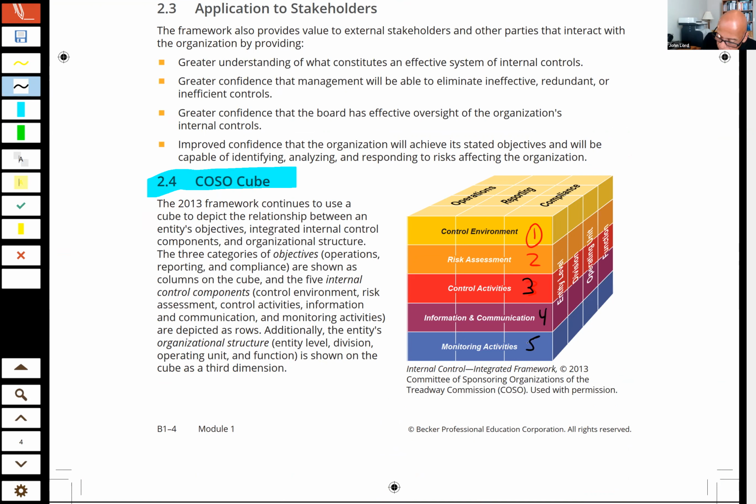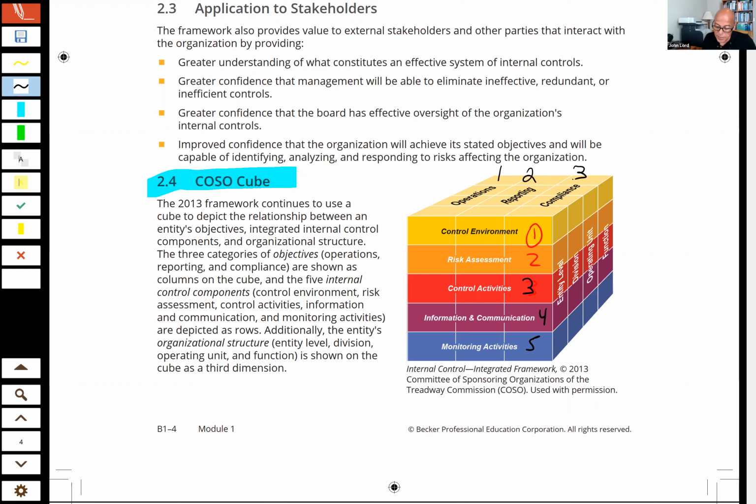1, 2, 3, 4, 5 components, and there are three objectives. So we have different objectives. As an auditor, I'm always kind of focused on the financial reporting objective, but of course, it's also important that we operate our entity in a manner that's going to allow us to be profitable, to achieve the entity's objectives, and of course, in compliance with laws and regulations.